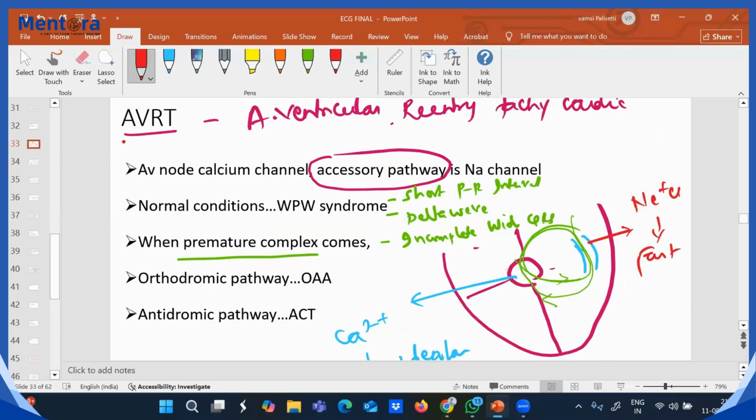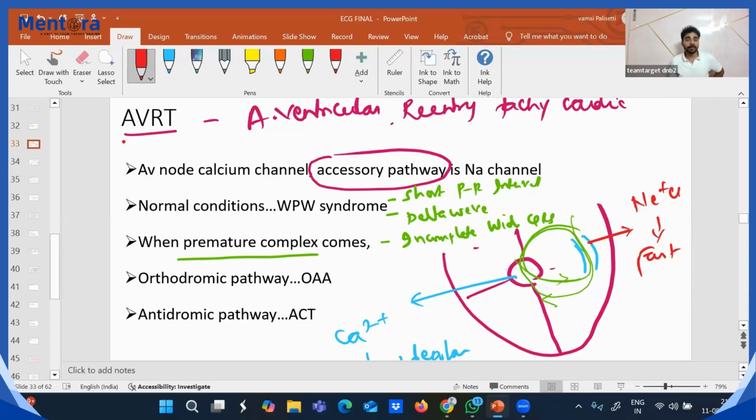Clear? So this is what I wrote. AVRT, atrioventricular re-entry tachycardia. The AV node is a calcium channel, the accessory pathway is a sodium channel, so one is slow, the other is fast. So you have two different pathways. Under normal conditions, what is this WPW syndrome? You will have just a short PR interval, slight slurring, a delta wave, and an incompletely wide QRS complex. That is a normal phenomenon. If a young patient comes to you with a history of palpitations, and on ECG a delta wave is there with short PR, it is WPW syndrome. Admit him; you can do radiofrequency ablation of the accessory pathway. Otherwise, you will develop tachyarrhythmias later.